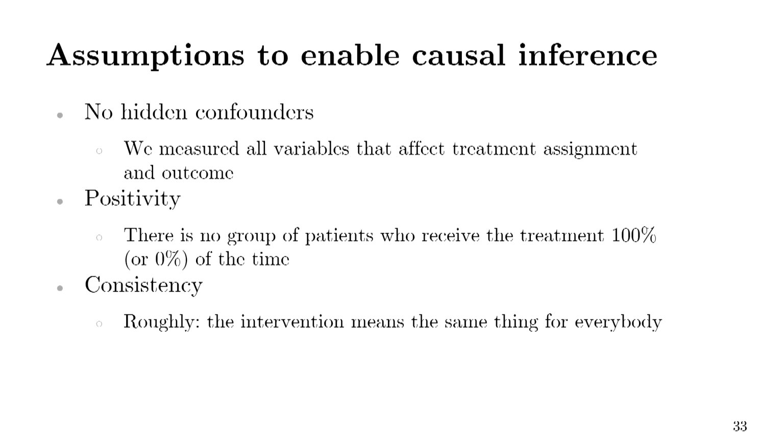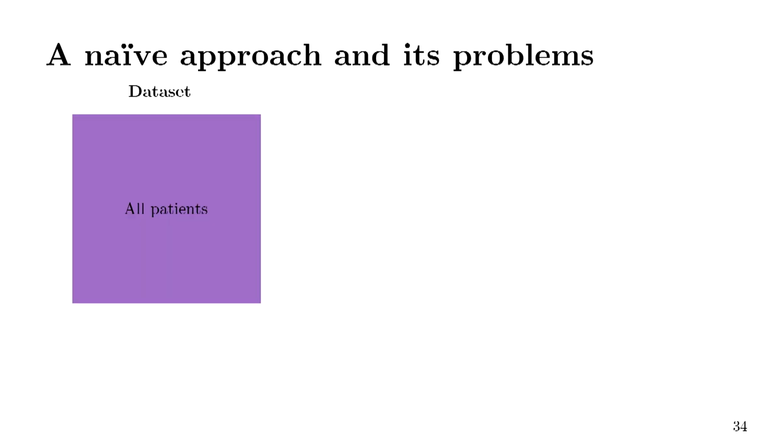outcomes and treatment. Positivity of overlap is that there is no group that receives the treatment 100% of the time or 0% of the time. In other words, I can't estimate the causal effect of not giving someone penicillin if all they've observed for that group is they've always gotten penicillin, or the other way around. Consistency is not that important, so we're gonna skip over it.